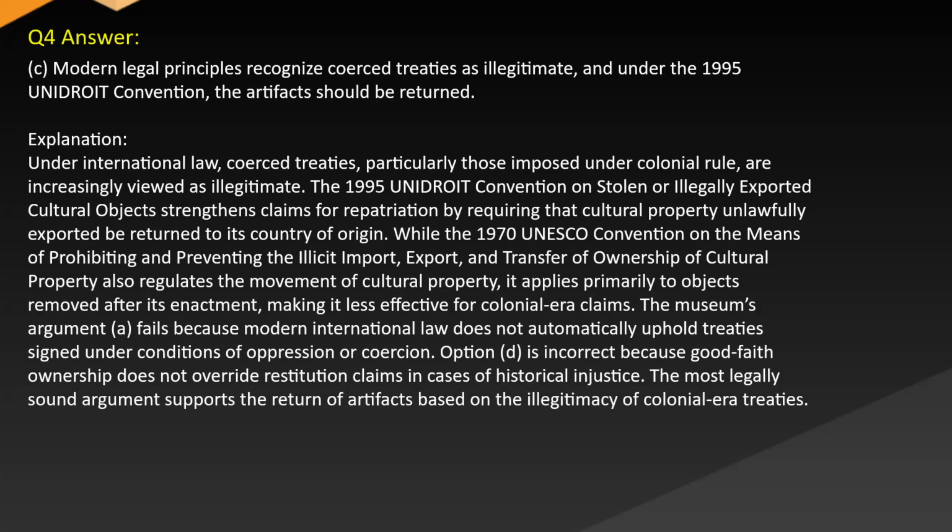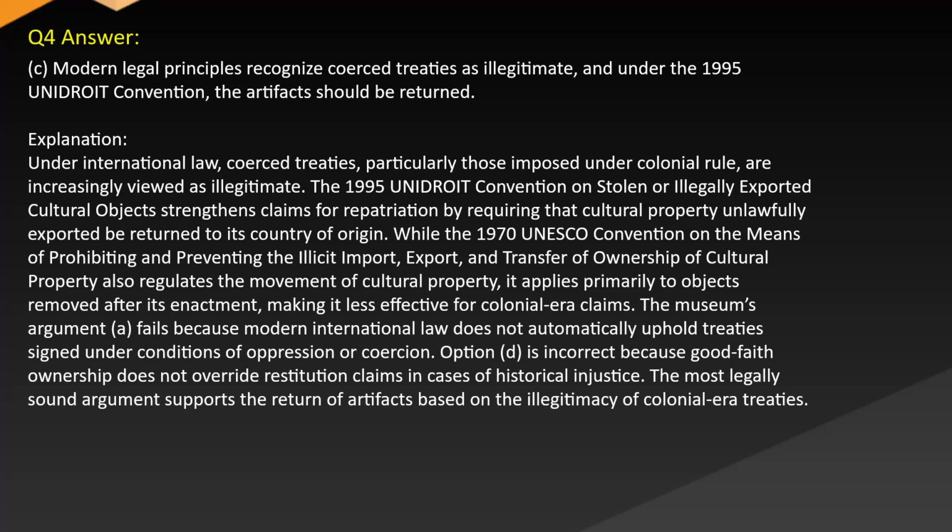Answer. C. Modern legal principles recognize coerced treaties as illegitimate, and under the 1995 UNIDROIT Convention, the artifacts should be returned. Explanation. Under international law, coerced treaties, particularly those imposed under colonial rule, are increasingly viewed as illegitimate. The 1995 UNIDROIT Convention on Stolen or Illegally Exported Cultural Objects strengthens claims for repatriation, requiring that cultural property unlawfully exported be returned to its country of origin, while the 1970 UNESCO Convention on the Means of Prohibiting and Preventing the Illicit Import, Export, and Transfer of Ownership of Cultural Property also regulates the movement of cultural property. It applies primarily to objects removed after its enactment, making it less effective for colonial-era claims.